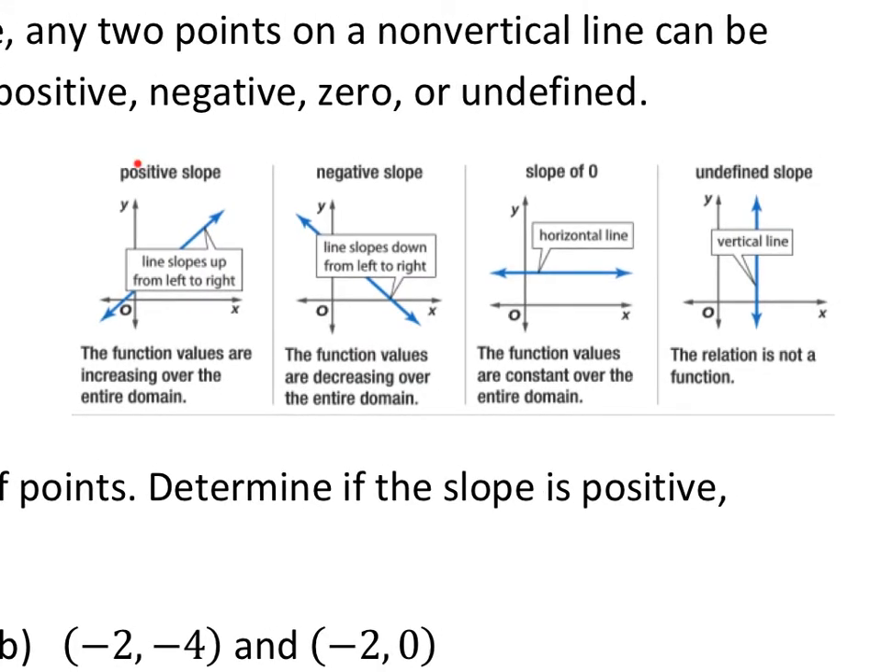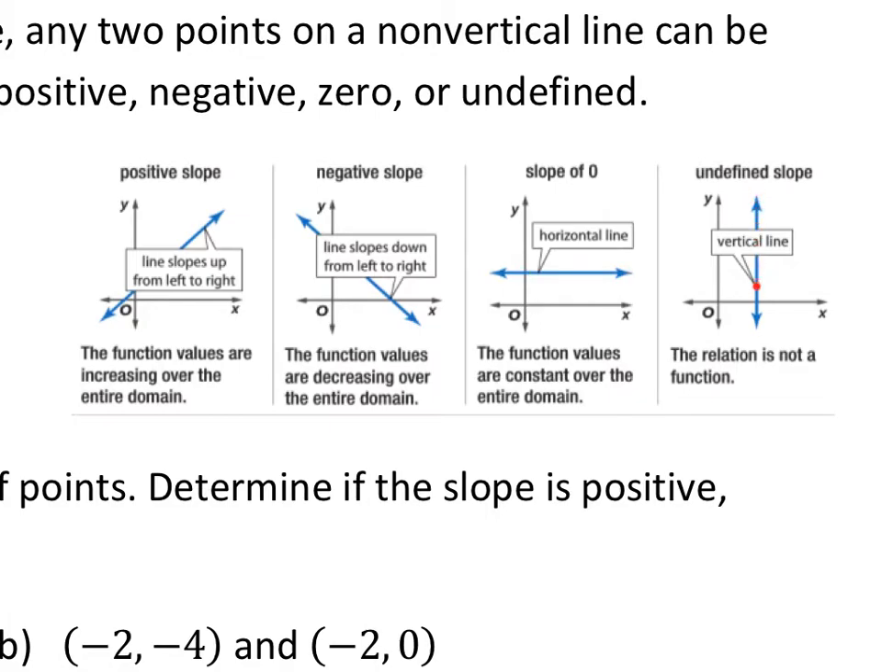We have a positive slope. Our line is increasing. It goes up from left to right. Negative would go the opposite way. It decreases or goes down from left to right. A slope of 0 is a horizontal line. Your change up and down is 0, but it moves left and right. So that would be a slope of 0.